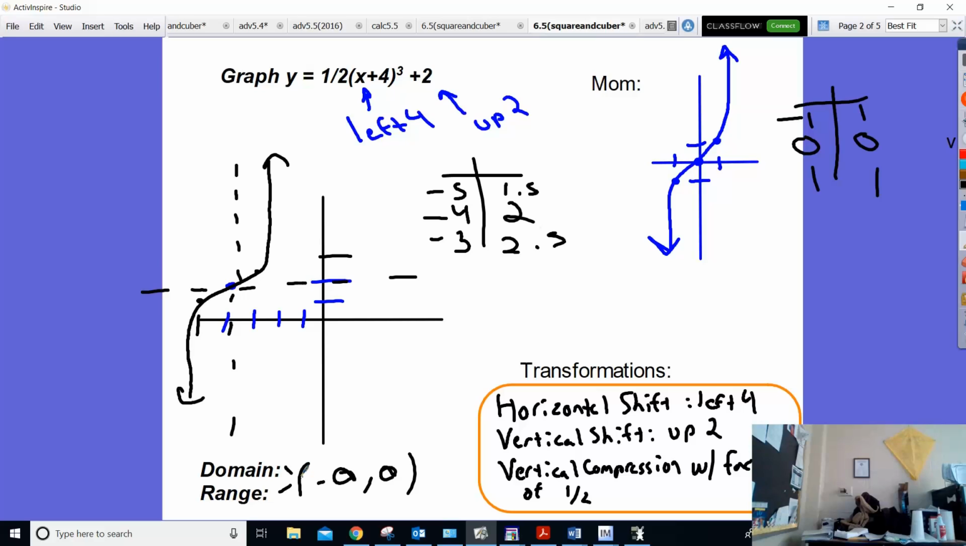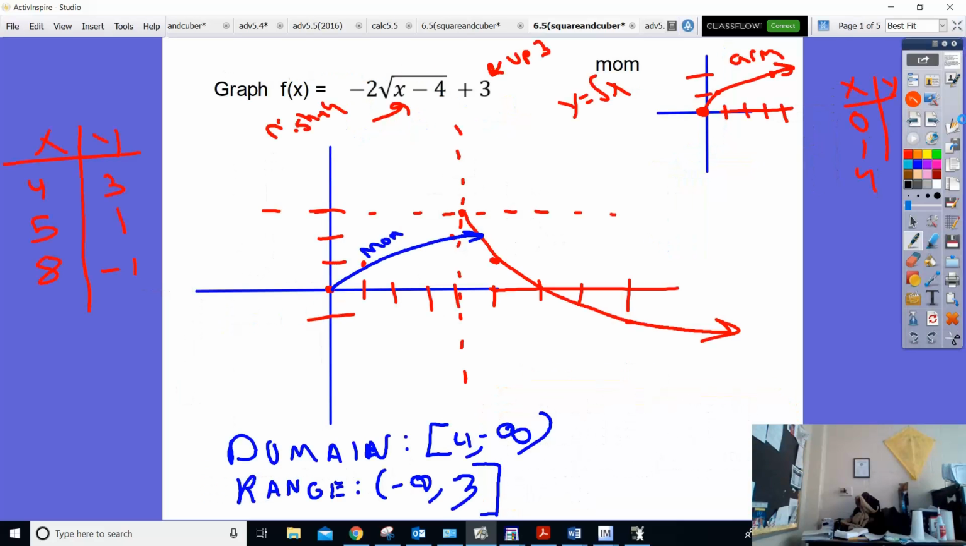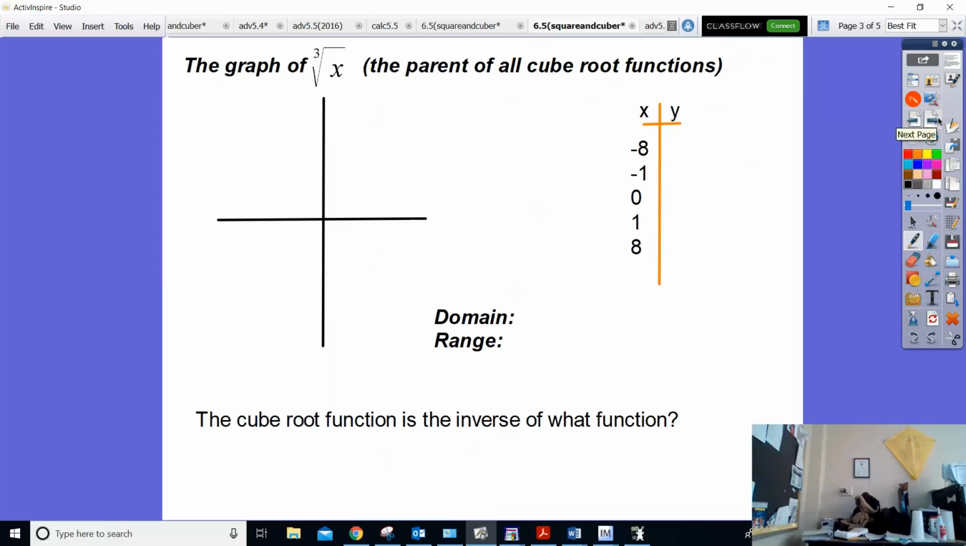Square root's the mom. Did we get to a cube root yesterday? Cube root is this. Now this is a new mom function: cubic root of x, another function of all cubic root functions.